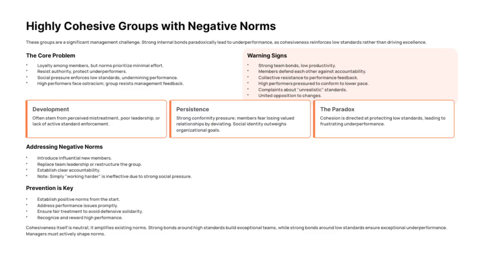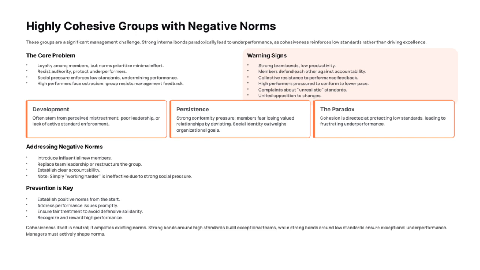Cohesiveness itself is neutral, meaning it can work for us or against us depending on the norms it amplifies. When strong bonds form around high standards, they can help build exceptional teams. But if those bonds revolve around low standards, they can lead to underperformance that's hard to break. That's why managers need to actively shape the norms within their teams.